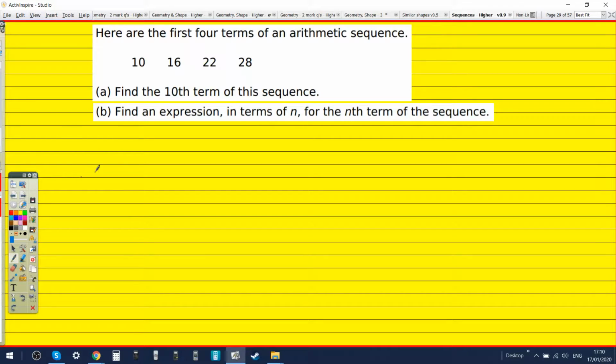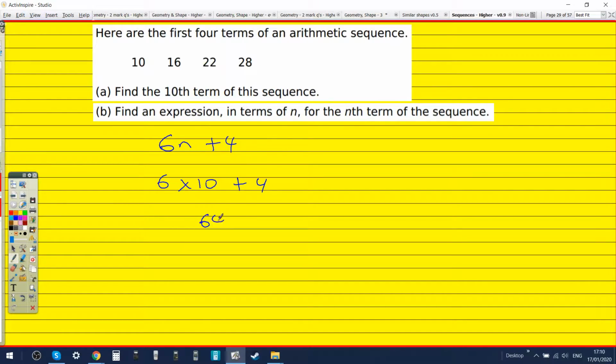How would you do this one? Difference of 6 each time. 6n plus 4. No, it's wrong. 6n. Yes, plus 4, sorry. 6n plus 4. So find the 10th term. 6 times 10 is 60 plus 4, 64.